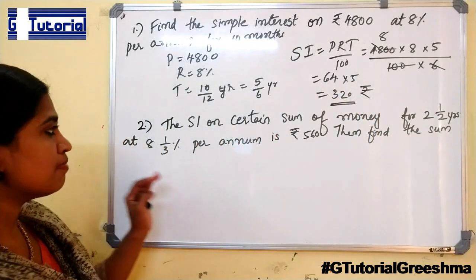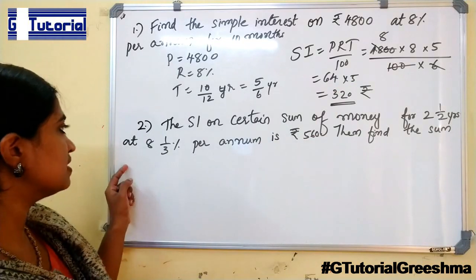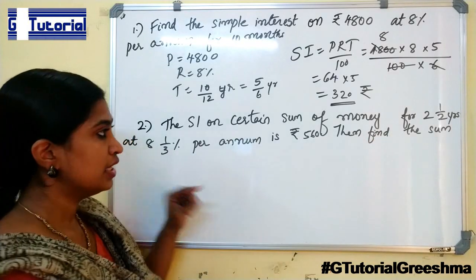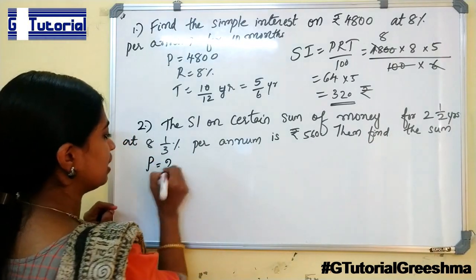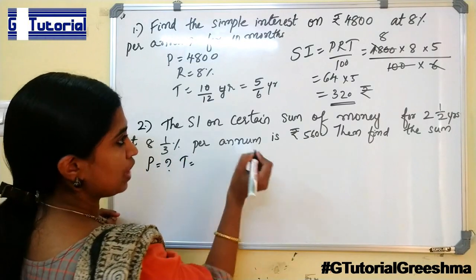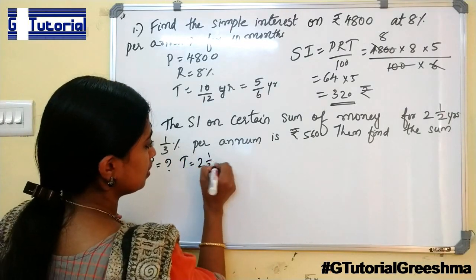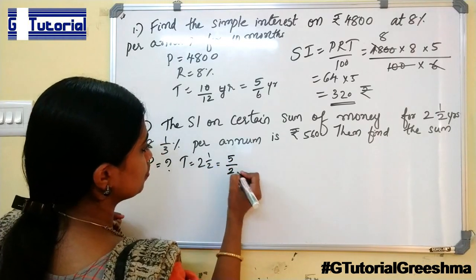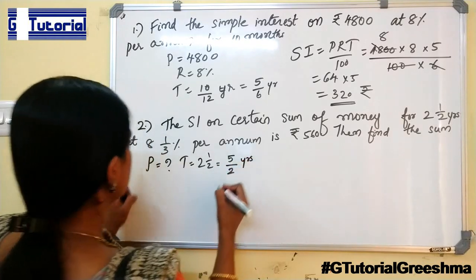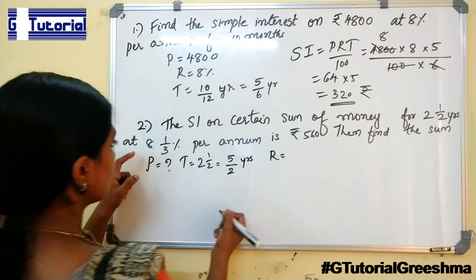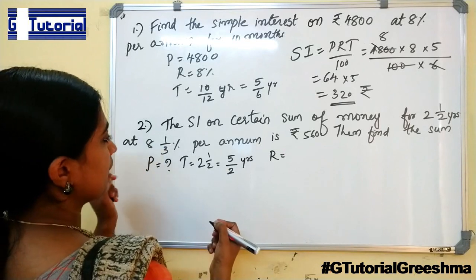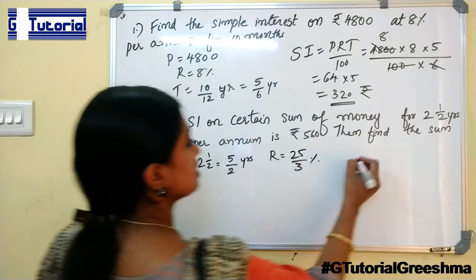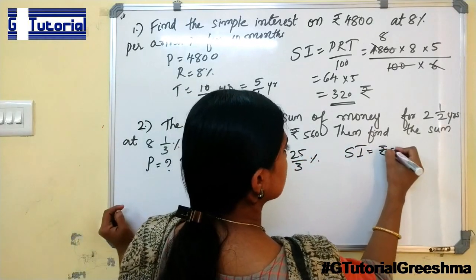Next question. The simple interest on a certain sum of money for 2.5 years at 8 1/3% per annum is 560, find the sum. Here we are not given the principal. We have to find the principal. Time was given as 2.5 years, which is 5 by 2 years, and rate is 8 1/3 per annum, 25 by 3% is the rate, and simple interest is given as rupees 560.